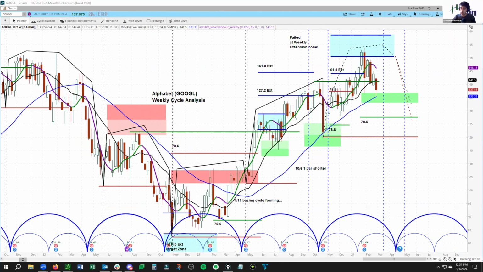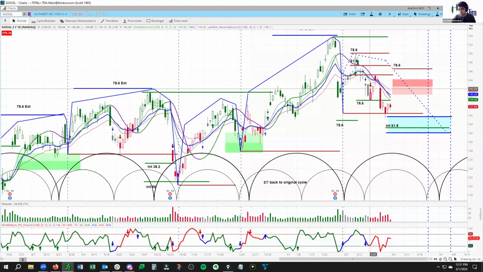Okay. We shift over to the daily chart. You can see that this has clearly now turned down. We are watching for bear flags to form and for a rally up into this zone right around 140.60 to 144 or so.